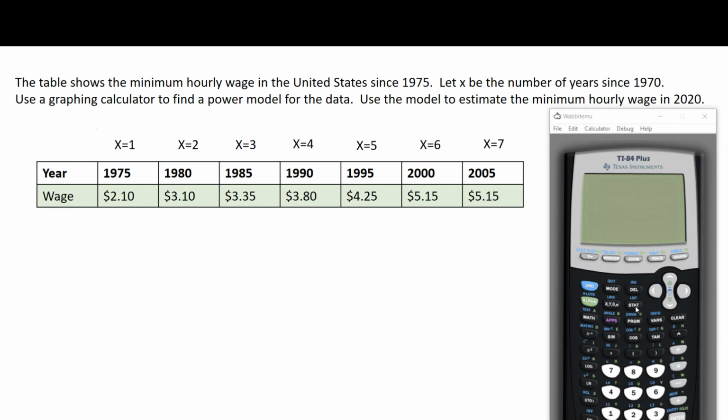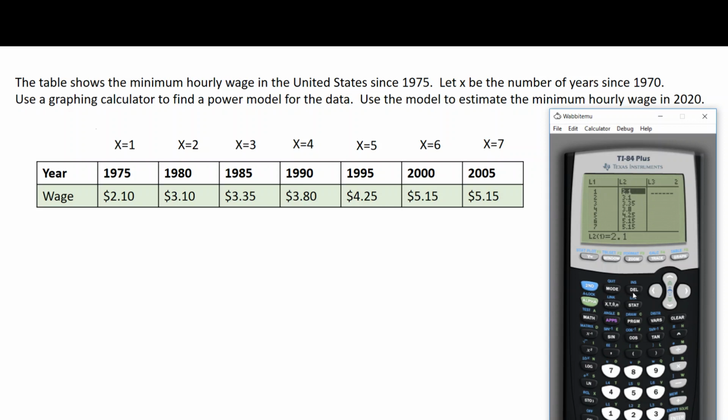The first thing you want to do is go to Stat, and that's this button right here. 1 is already highlighted, so we're just going to enter that, and it's going to take us to some lists. You want to enter in list 1 all of your X's, which is 1 through 7, and in list 2 we're going to enter our Y's, which are the wages, 210, 310, 335, and so on. So we get those listed. Our X's are in list 1 and our Y's are in list 2.